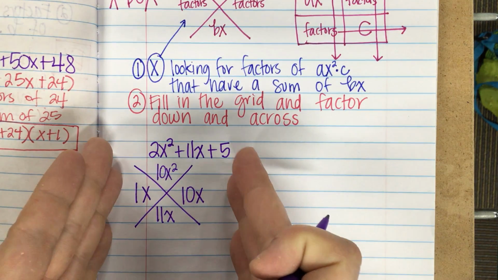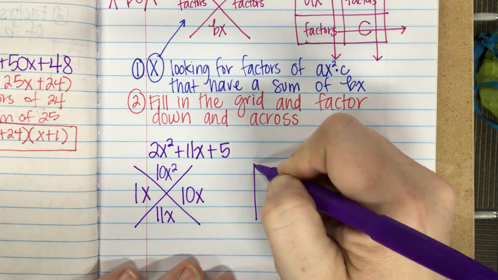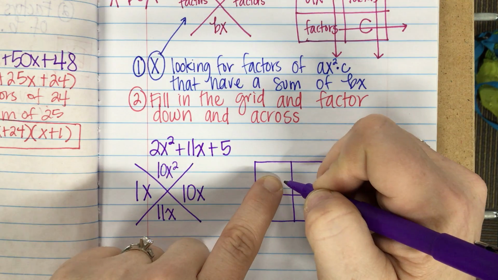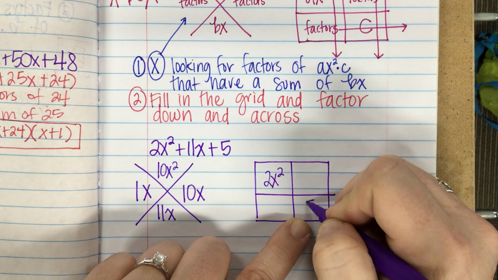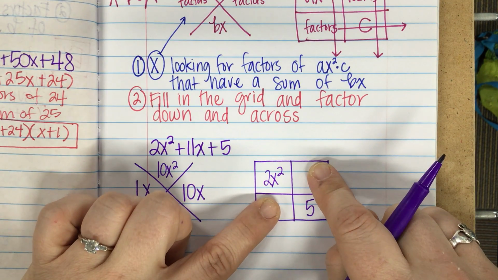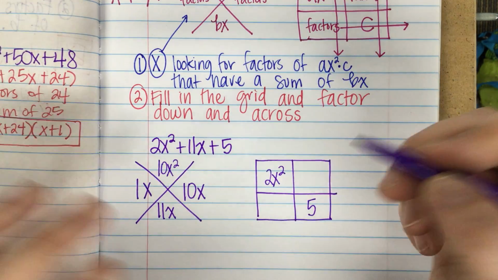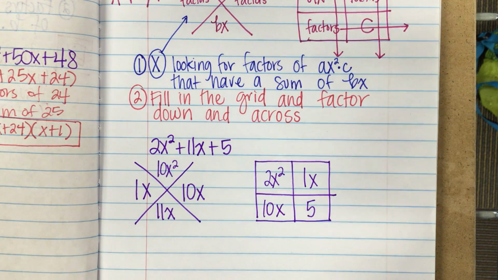So I filled in my x. I've got my factors. I figured the math out. Now let's put it in our grid. I always put ax squared right here, 2x squared. I always put c right here, 5. And in my 2 blanks, I'm going to put my factors. It does not matter which one goes which place. 1x and 10x. If you put 10x here and 1x here, you're going to get the same answer.